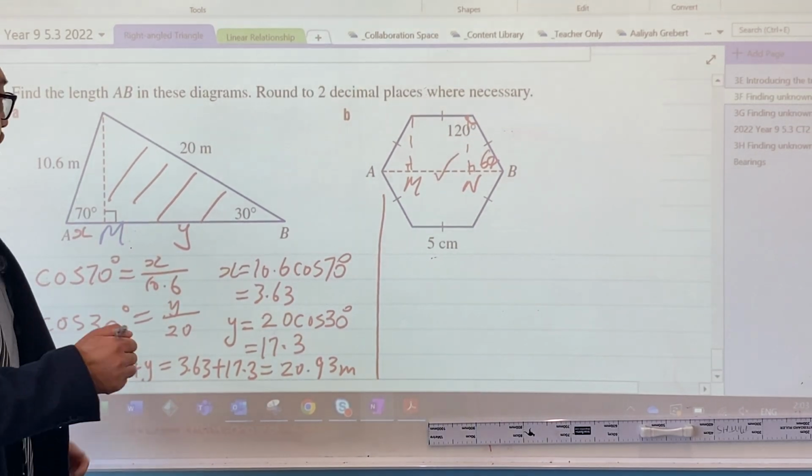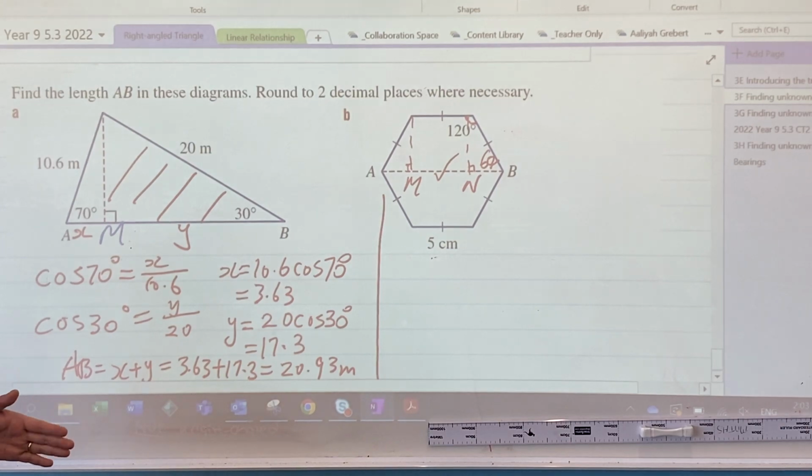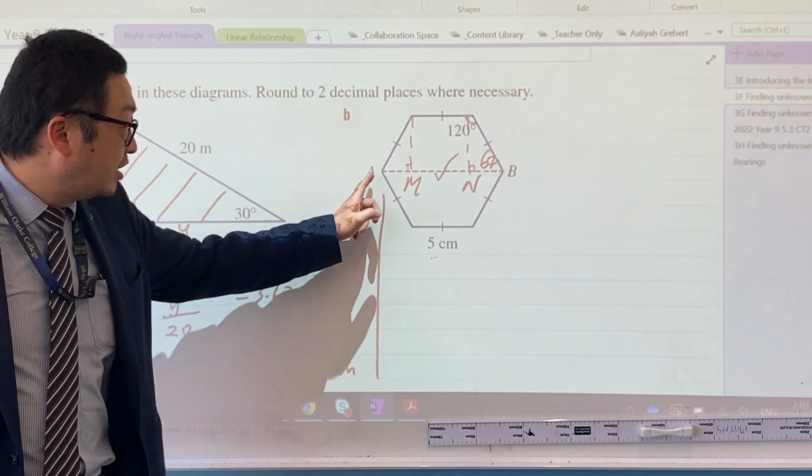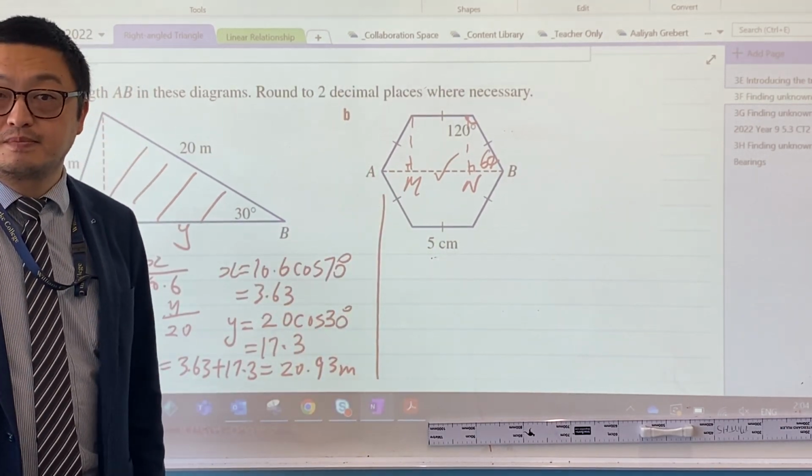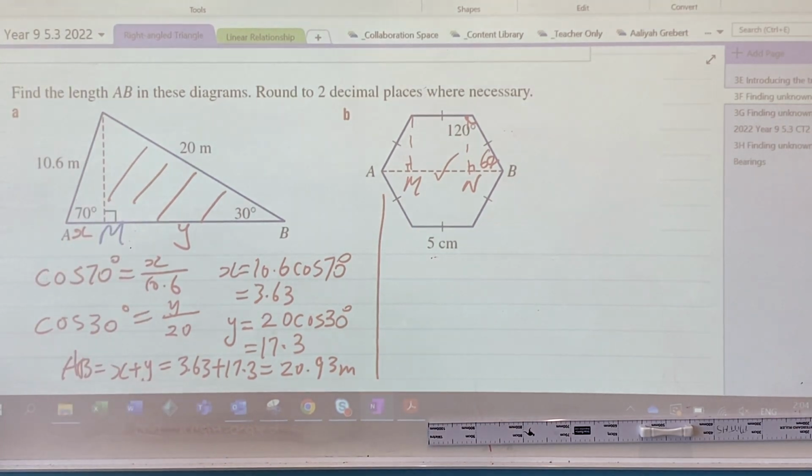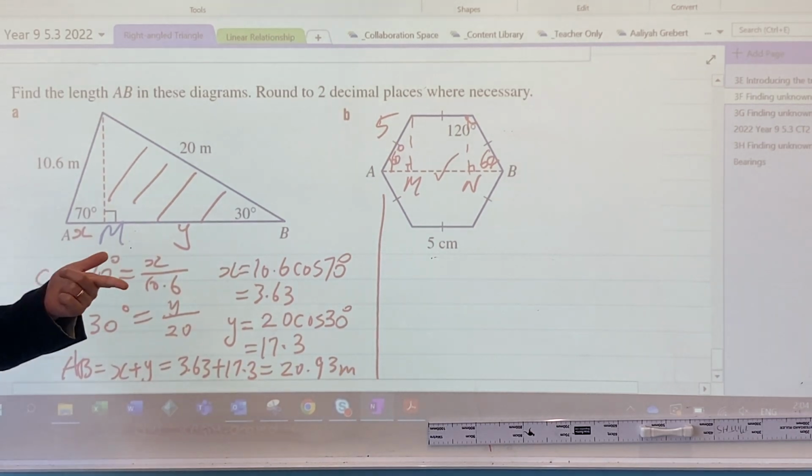Can I use the trigonometry knowledge we learned earlier and today? Can I find AM? So that's 60. This part is 60. That's 5, right? How do I find AM? Sine or cos? Which one?